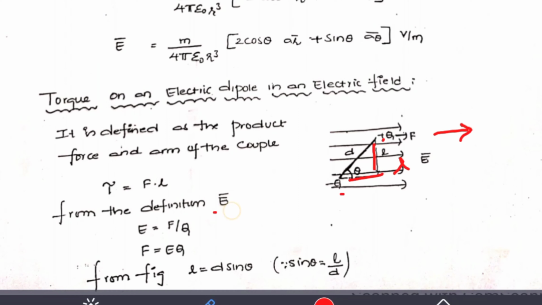From the definition of E bar, E equals force per unit charge, known as electric field intensity E bar. E equals F by Q, therefore force F equals EQ. From the figure, L equals d sin theta. If we take the angle theta, sin theta equals L by d, therefore L equals d sin theta. From the definition of electric field intensity, force per unit charge, F equals EQ. Similarly, from the diagram, L equals d sin theta.